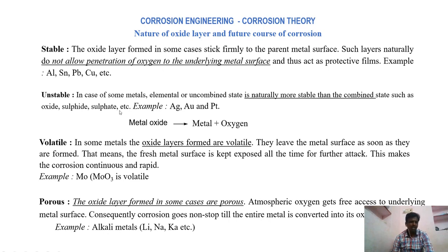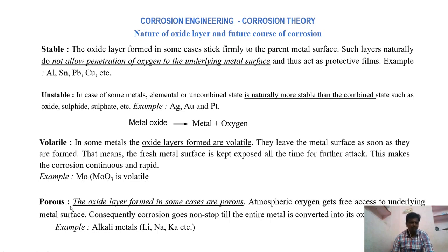Next, unstable. If the oxide layer is unstable, then metal oxides are converted into the pure metal and oxygen. So metals like silver, gold, and platinum are more inert towards atmospheric oxygen. Even if they form metal oxide, immediately it is converted into metal and oxygen. Next, volatile. If metal oxides are more volatile, then they leave the metal surface as soon as they are formed. Now fresh metal is exposed to the atmosphere, and it starts to corrode. So the example of molybdenum oxide is given here.